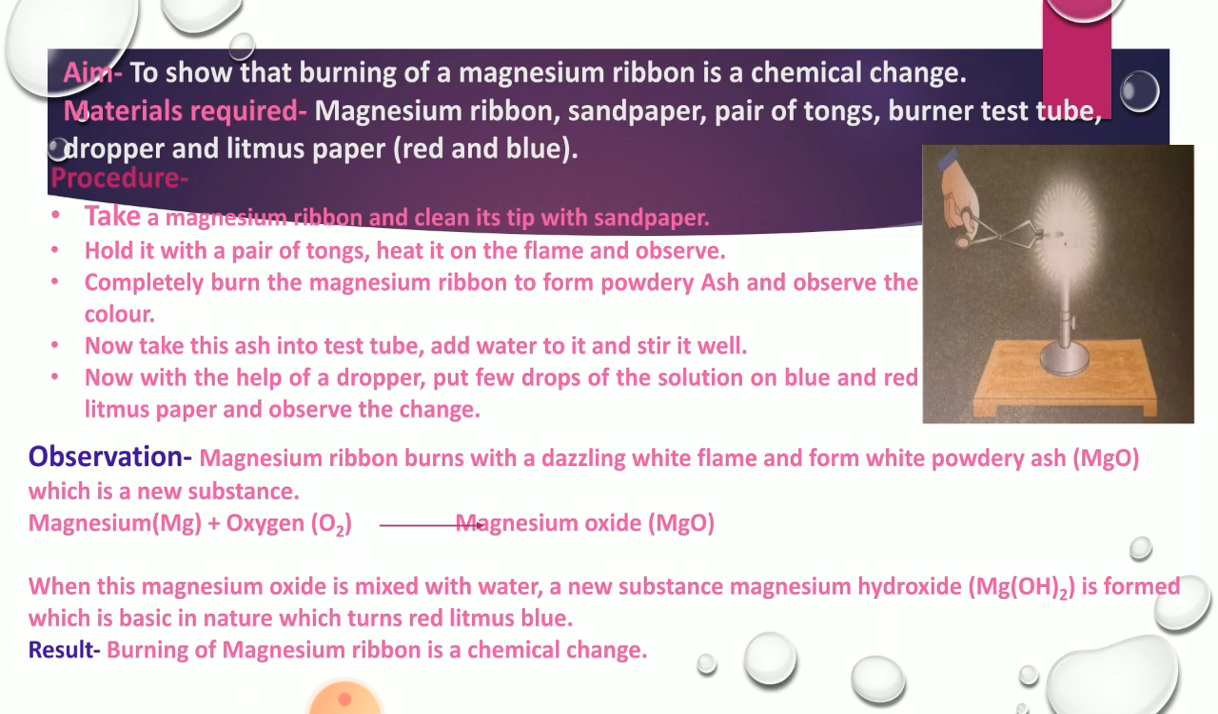Then we put that magnesium hydroxide on both blue and red litmus paper. Blue litmus paper will remain blue and red litmus paper changes into blue in color. All of us know that when a base reacts with red litmus paper, it turns the red litmus paper blue. It means magnesium hydroxide is basic in nature, and hence two new substances are formed, that is magnesium oxide in the first process and magnesium hydroxide in the second process. It means burning of magnesium ribbon is a chemical change.